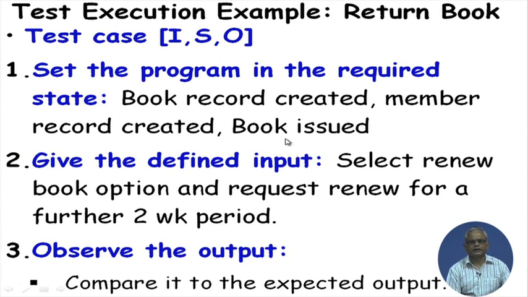So, that is the state at which the input data, the test data, is to be applied, and the test data is a renew request for a 2-week period, and then the output is to observe the output, which is intuitive, that is, whether the book is renewed or not.